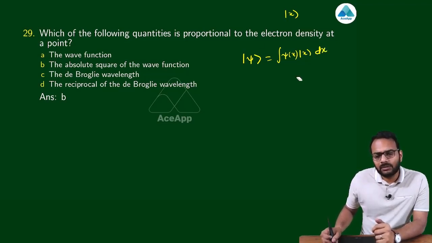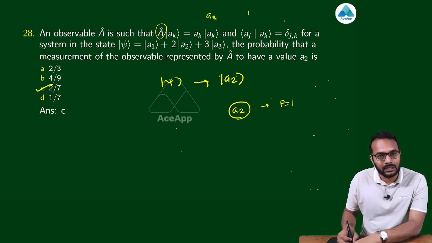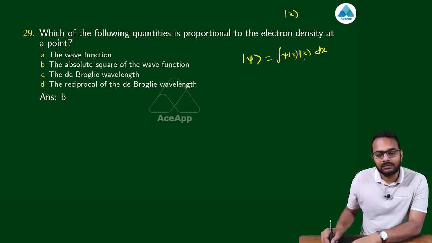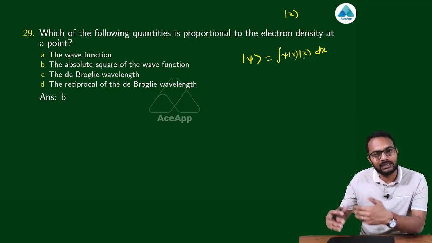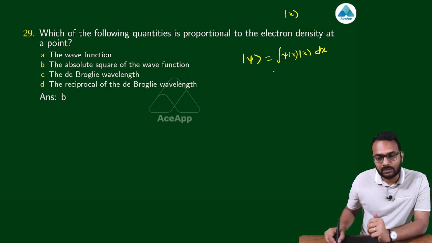So now we have to say modulus of c1 squared, modulus of c1 squared, the probability of the value a1. But here there are an infinite number of points. So in space we have to say there are an infinite number of points. That's why we continue with the modulus of psi of x squared dx.